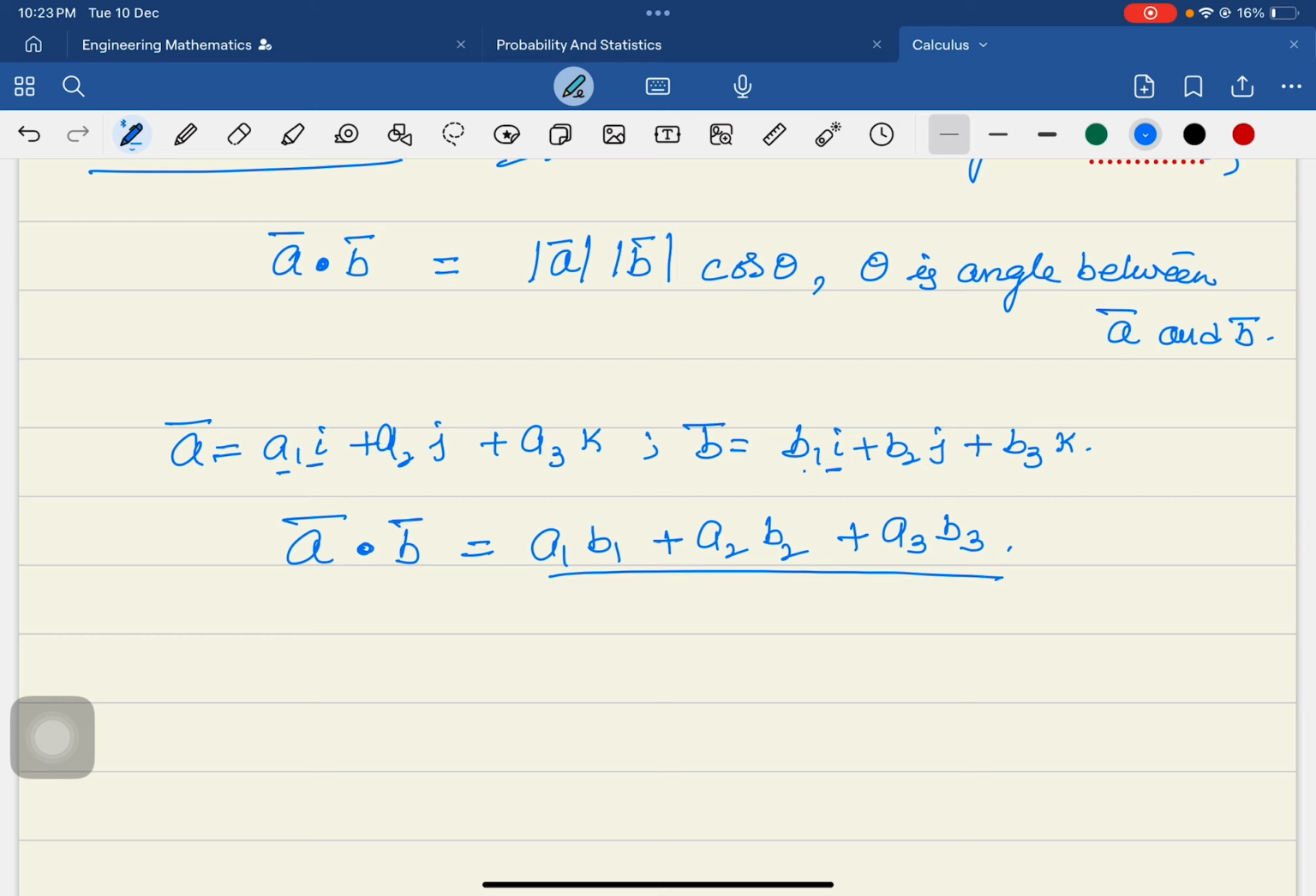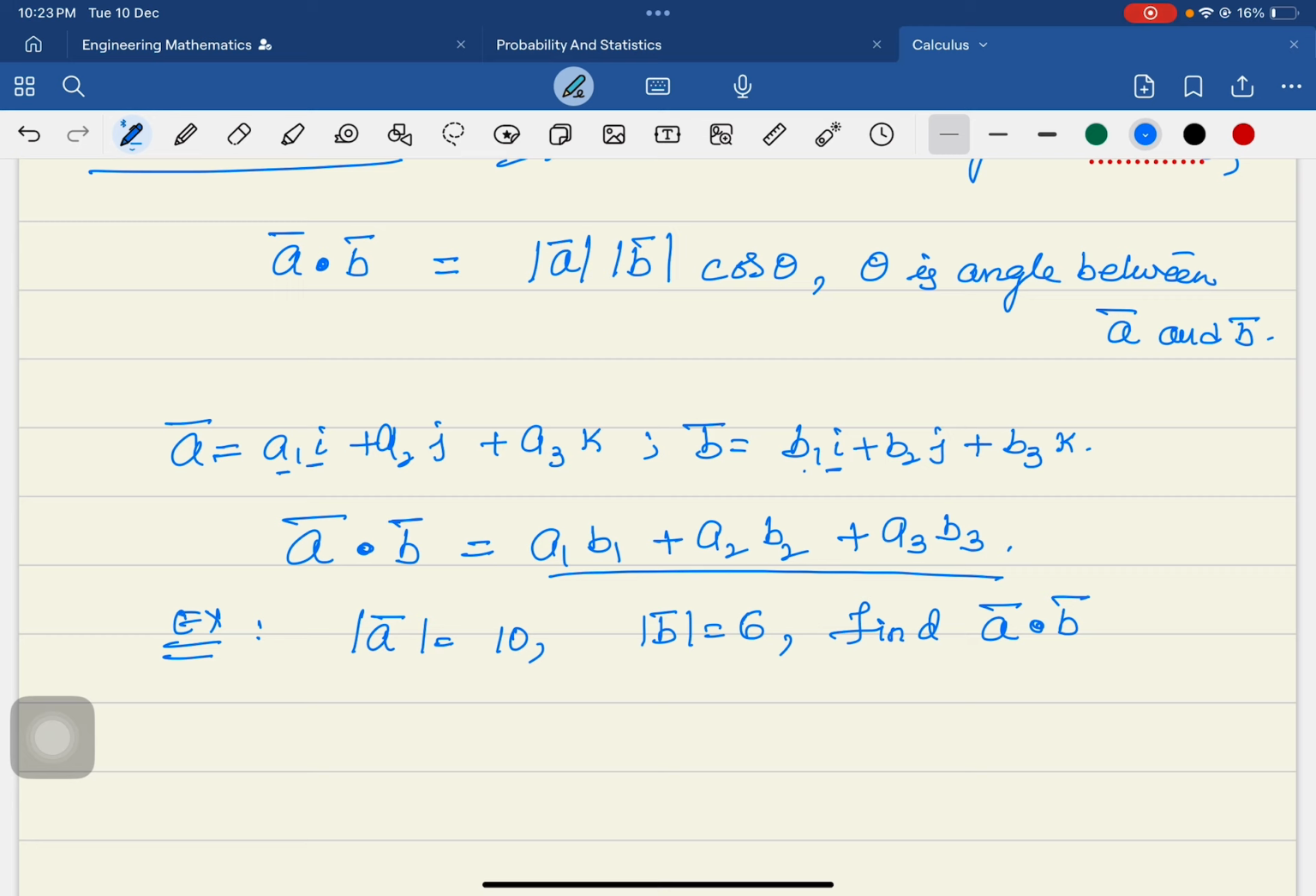For example, I'll ask you one question on the dot product. Suppose you have two vectors where mod A is 10 and mod B is 6. Then find A dot B. That means you have to find the dot product.